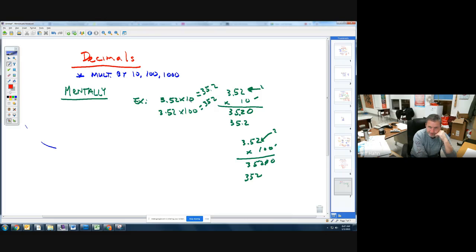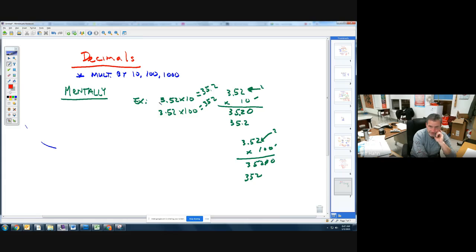Now, what you will notice, children, is this. When I multiply by tens or hundreds or even 1,000s, the digits don't change. I have a 3, a 5, and a 2. I got a 3, a 5, and a 2. The only thing is that the decimal moves.